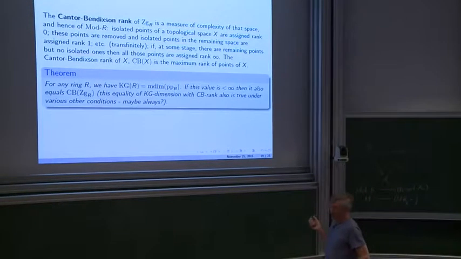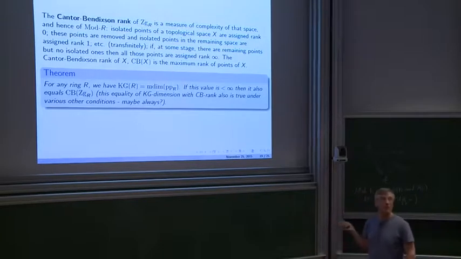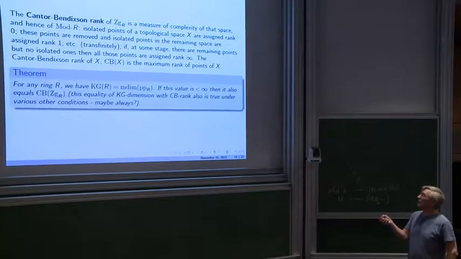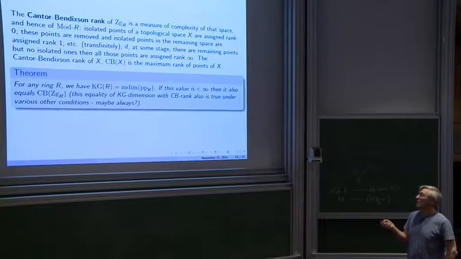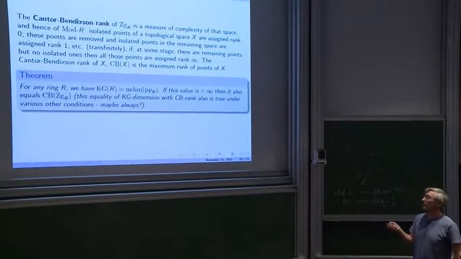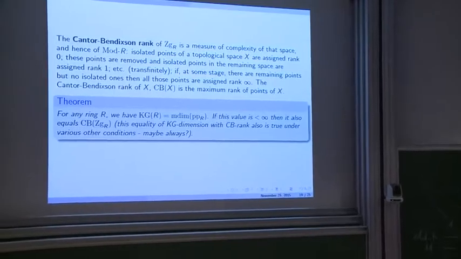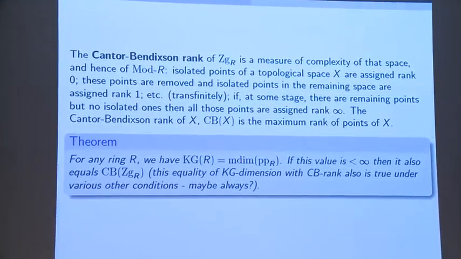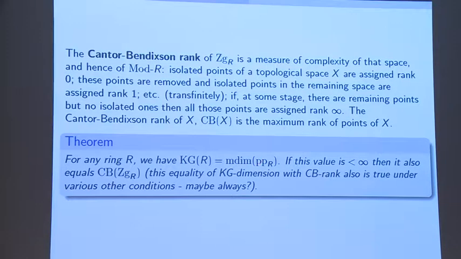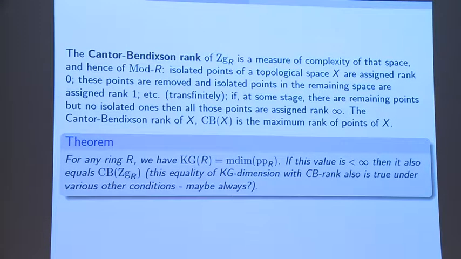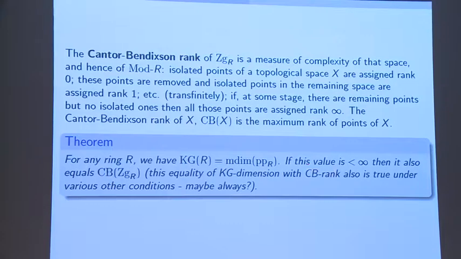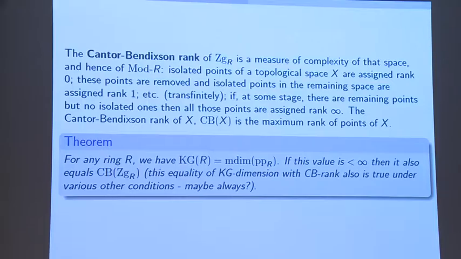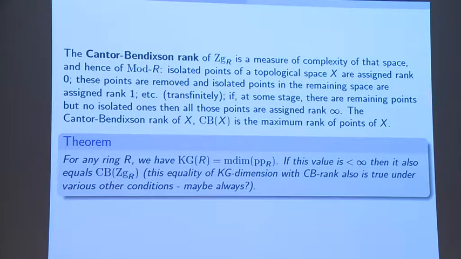So these dimensions sound rather similar, especially the first two, and that's because they are the same. The Krull-Gabriel dimension of the functor category is the M dimension of the PP lattice. And conjecturally, it could be that it's also equal to the Cantor-Bendixson rank of the Ziegler spectrum. That's only true if these dimensions are defined, and it is also true in lots of other cases, but it's still open in general. So this seems to be essentially one dimension.